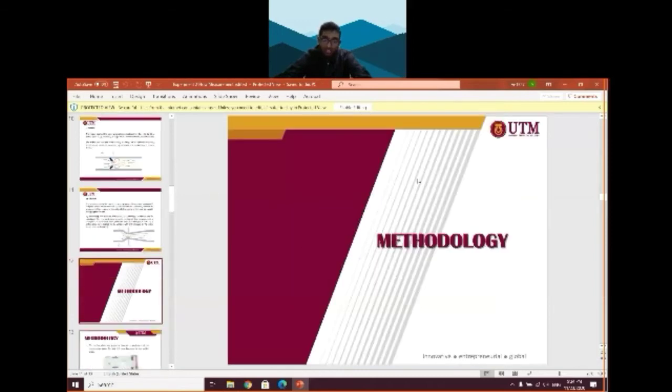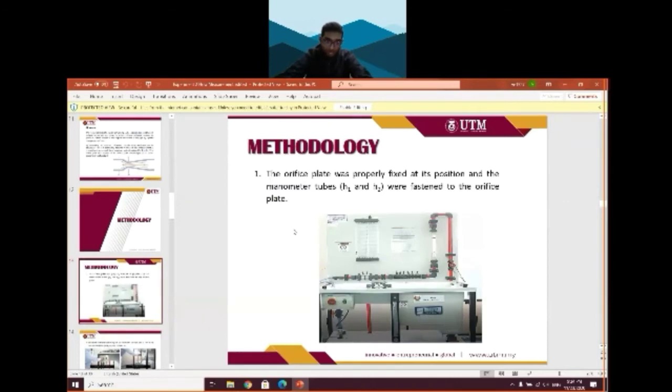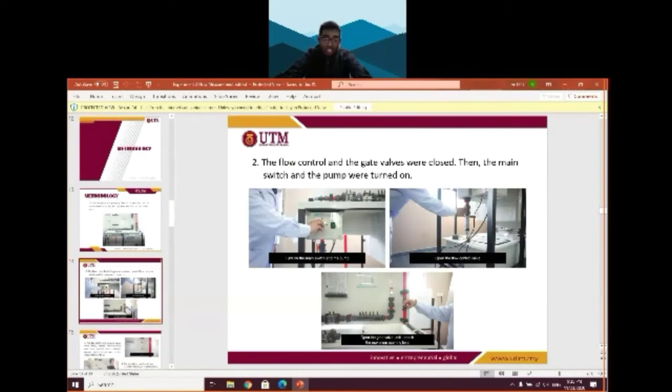Next we are going to take a look at the methodology of this experiment. How do we conduct this experiment? First we are going to conduct the experiment using the orifice plate. We have to fix the orifice plate properly, and then we must ensure that the manometer tubes H1 and H2 are fastened. Why? Because we are using water as the flowing fluid, and water can leak, so we must ensure they are fastened to avoid any leakage. Leakage can cause differences in readings.